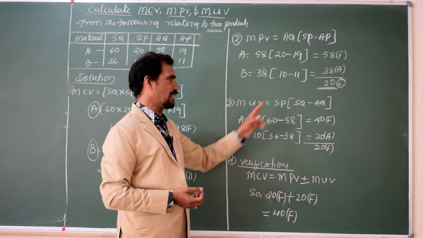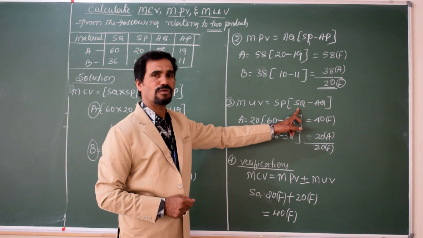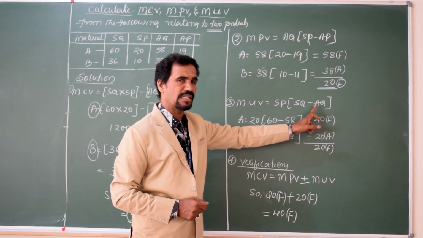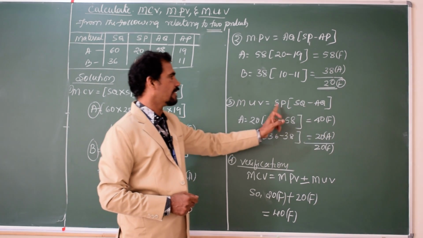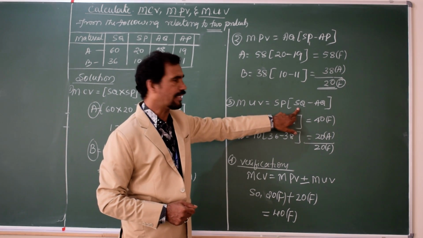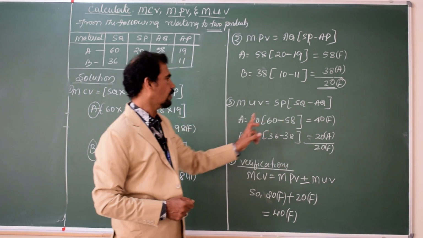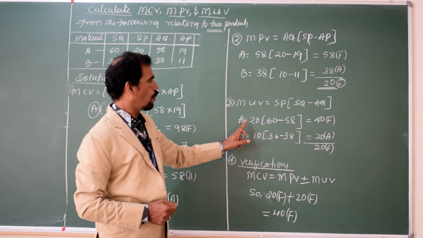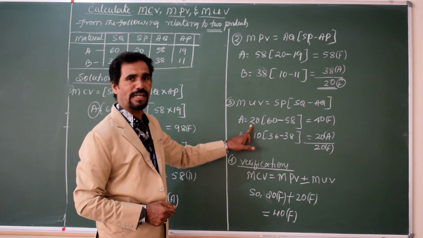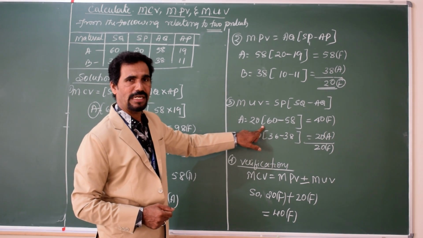Material usage variance equals standard price into standard quantity minus actual quantity. SP stands for standard price, SQ stands for standard quantity, AQ stands for actual quantity. So material A, what is the standard price of material A? 20 rupees, into what is the standard quantity of material A?